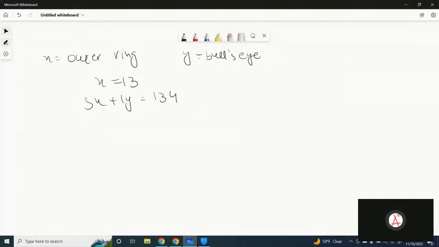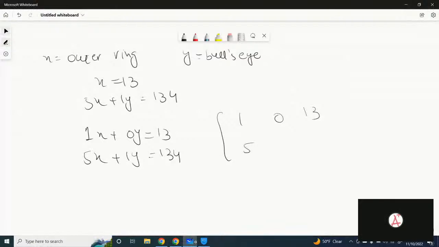Now write the augmented matrix. Here we have the value of x, but we don't have any value of y. Got it? So the equations would be 1x plus 0y equals 13 and 5x plus 1y equals 134. So the matrix is 1, 0, 13, 5, 1, 134. That is the augmented matrix. Okay, so you have to follow some steps. You have to convert this into 1 0 0 1. So the first row is already 1 0. You have nothing to do with row 1. Just apply some operations on row 2. Here you need to make 0 over here.